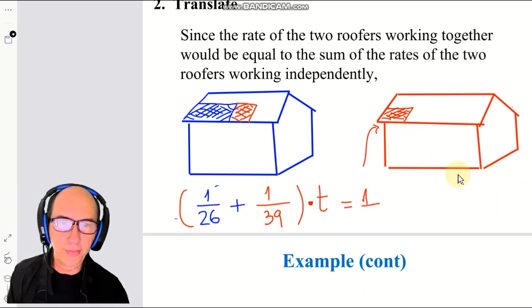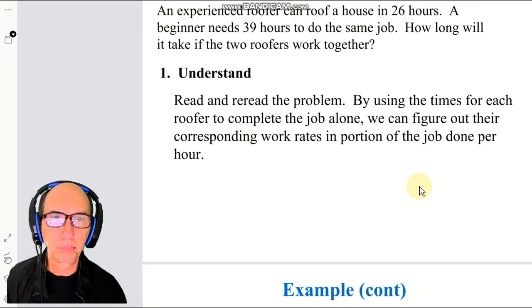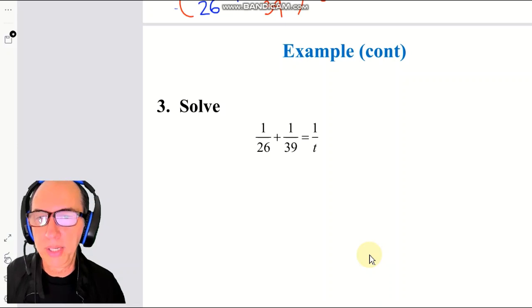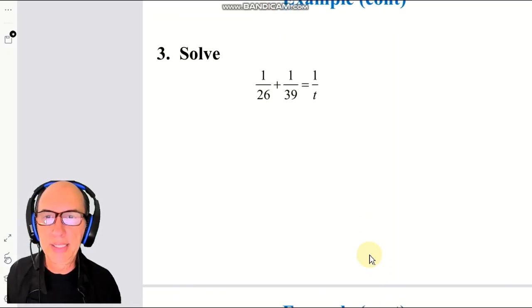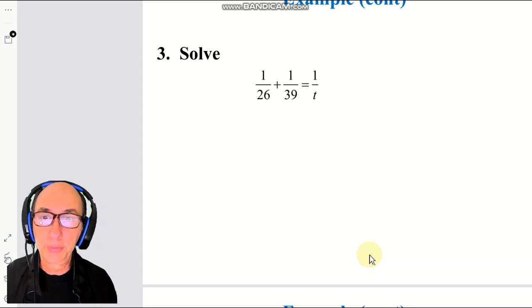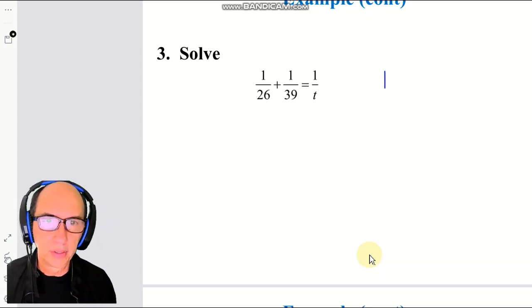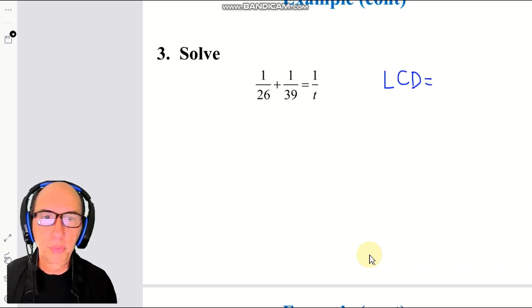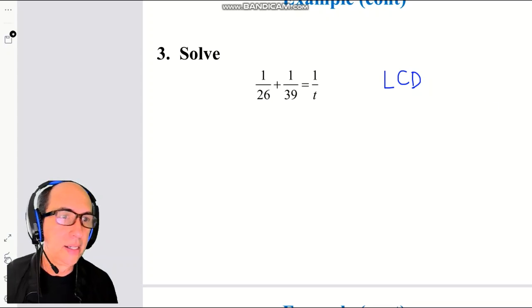Now I think we have our equation. Look, divide both sides by t, then you have 1 over 26 plus 1 over 39 equals 1 over t. Solve when we have the equation. Everything is easier because we just need to follow the steps to solve it, right? So first, let's find the least common denominator. Let's use the method of finding the least common denominator between 26, 39, and t.